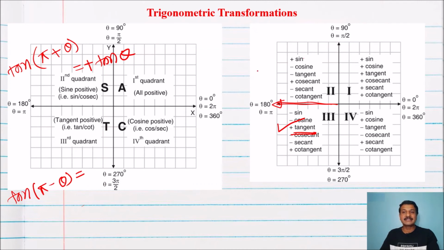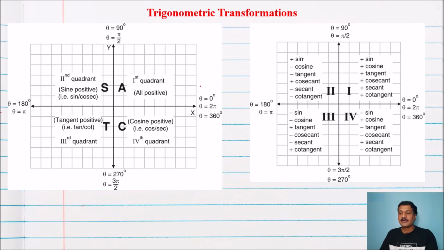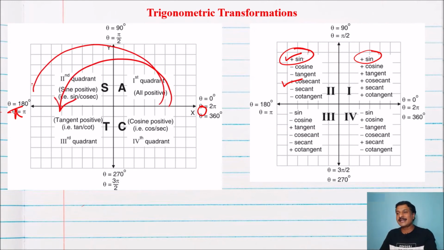Pi minus theta is in the second quadrant, and you know in the second quadrant tan is negative, so it is first negative. Due to this line, no change here, so tan as it is, and I am getting tan theta. Now just observe from 0 to pi, sine and cosec are both positive, because sine is positive in the first quadrant as well as the second quadrant. It means from 0 to pi, sine is always positive, and cosec is also always positive.